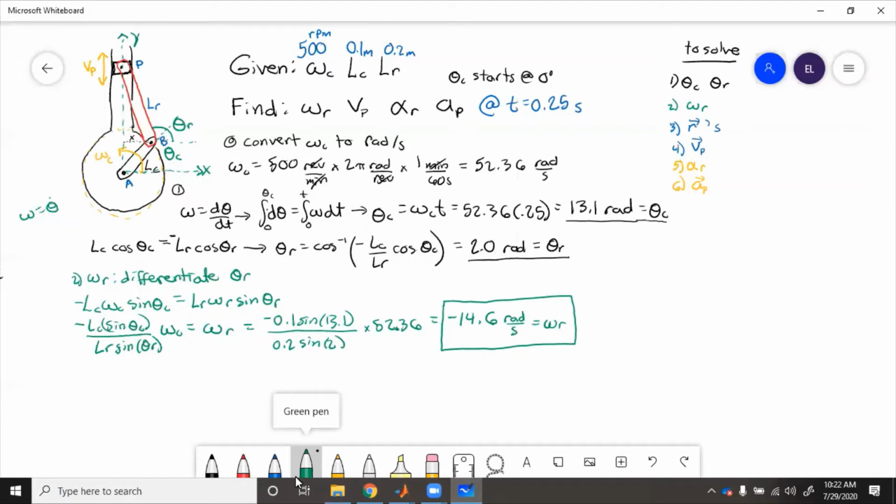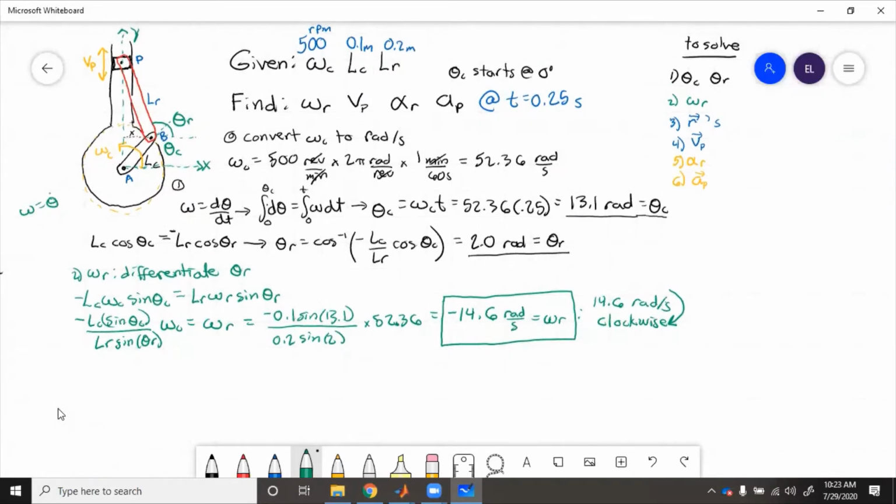And we see this negative sign. So really, that's the same as 14.6 radians per second clockwise, because we know that omega R is going that direction.